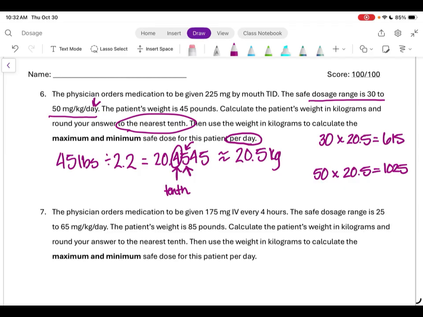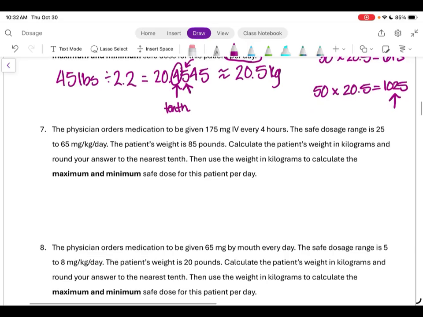So that's my minimum and maximum safe dose for this patient based on their weight for the whole day. The minimum that they have to get is 615 milligrams in a day, and the maximum they can have is 1,025 milligrams in a day. Okay, let's do another one. Let's do number 7.